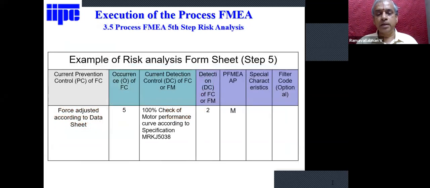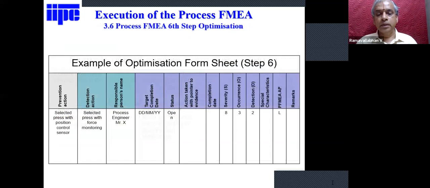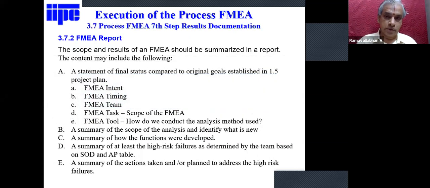Then finally we are coming to the risk analysis. If at all failure happens, what is the prevention mechanism we have? What is the detection mechanism we have? What is relevant to the table? How it has to be addressed. Then the optimization comes, and the result documentation comes.